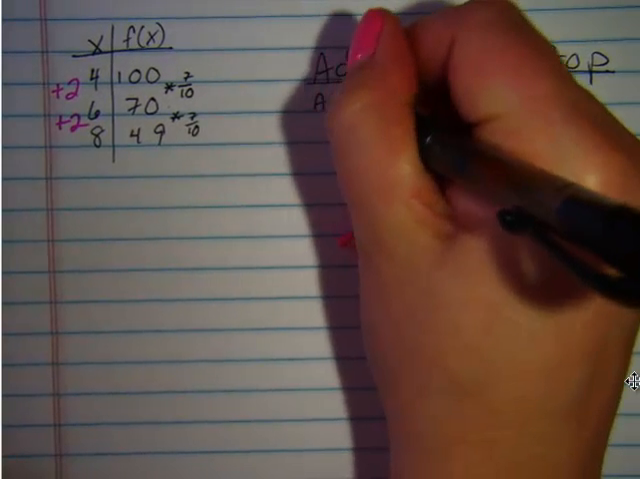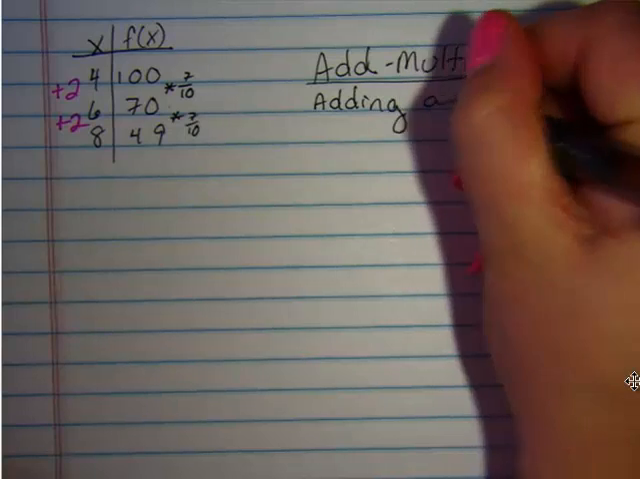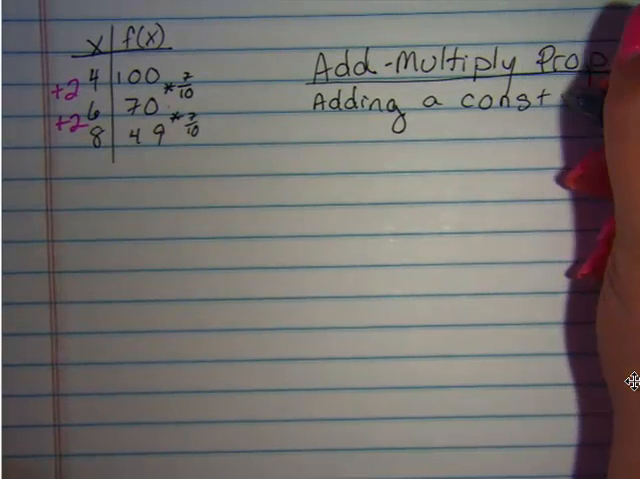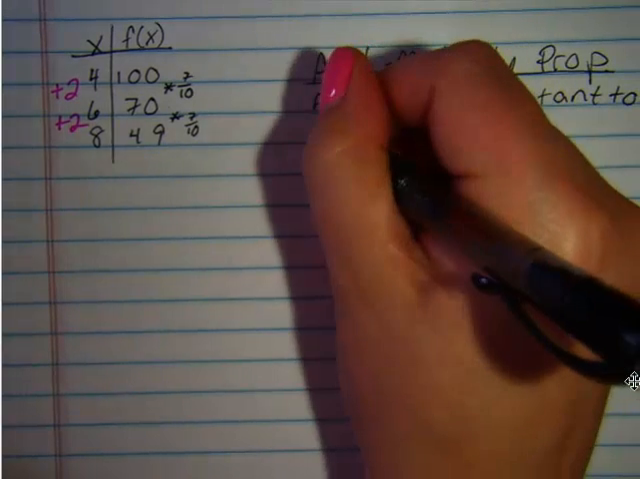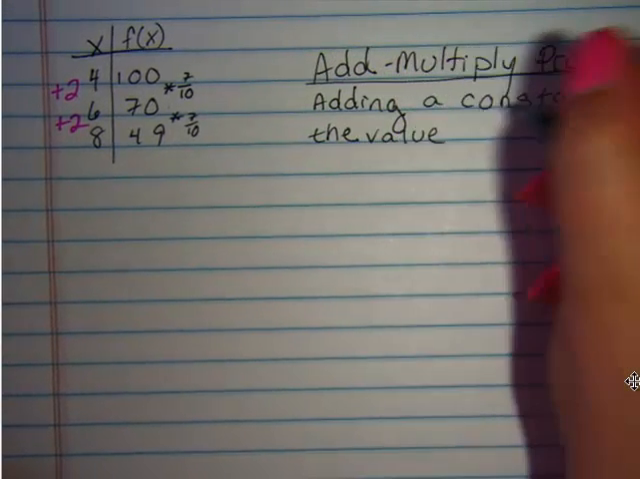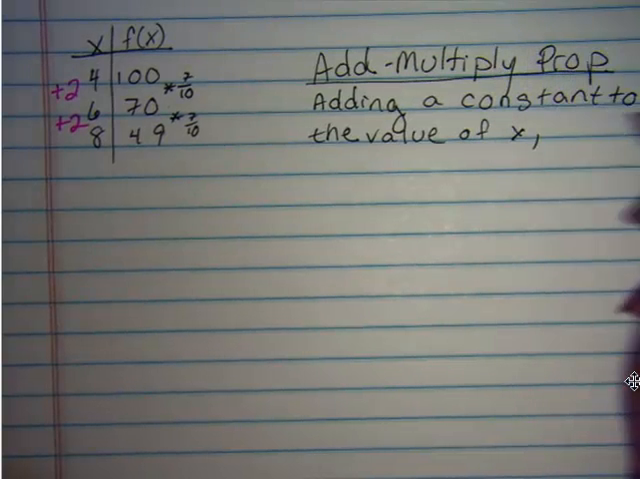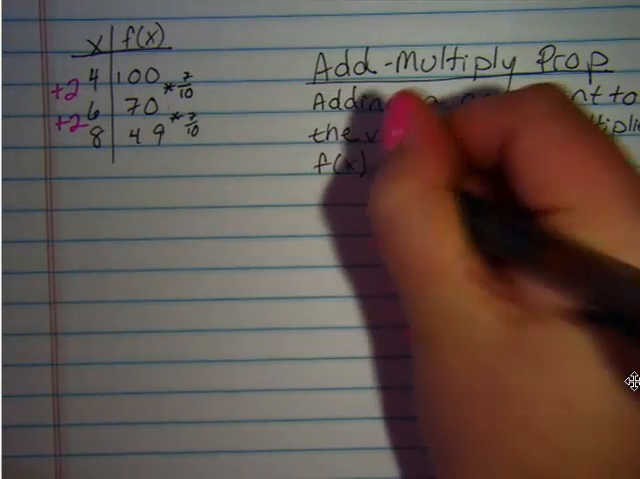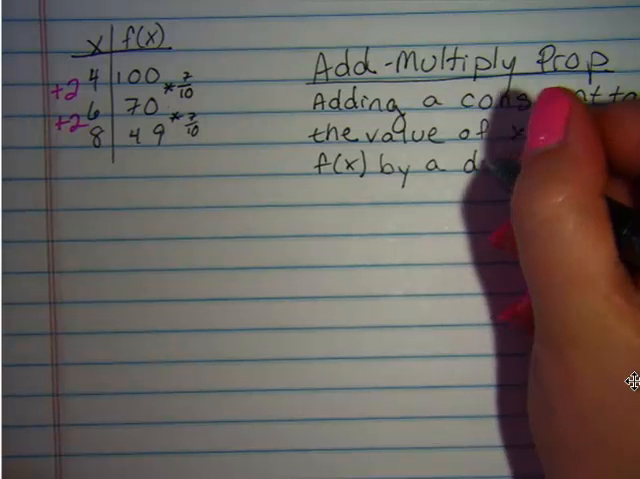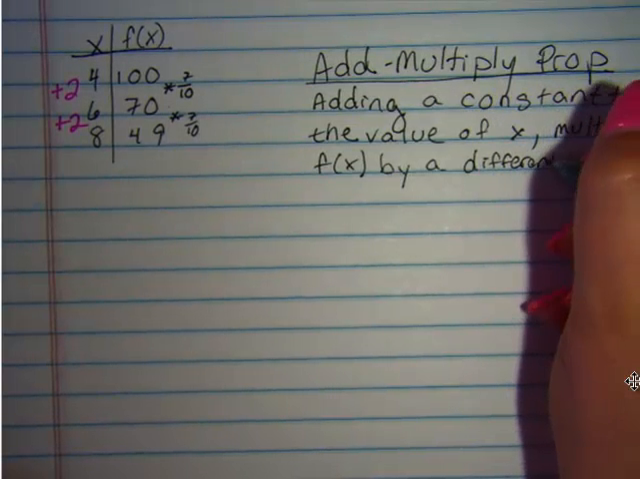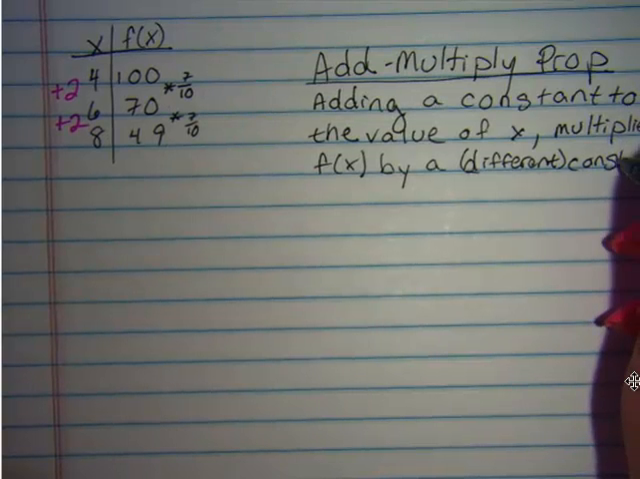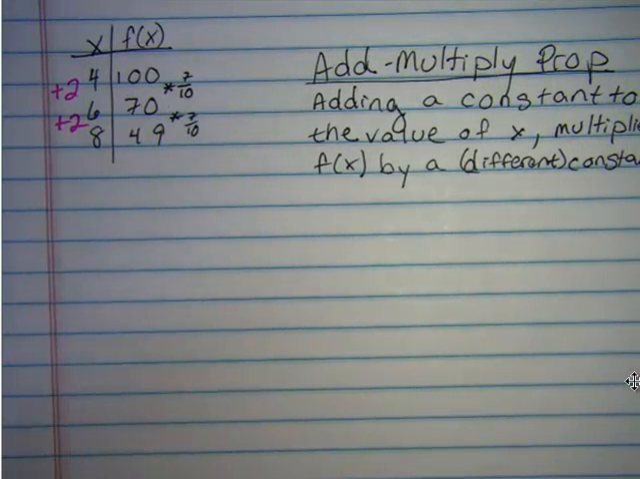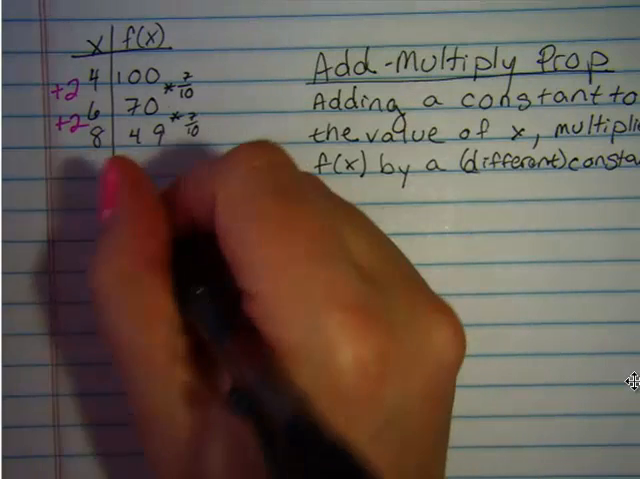So adding a constant to the value of x multiplies f of x by a possibly different constant. It could be the same. And just like add, it could be the same constant. So if I'm adding on the left-hand side, I'm adding on the right-hand side for linear. If I'm adding on the left-hand side, I'm multiplying the right-hand side. That's exponential.